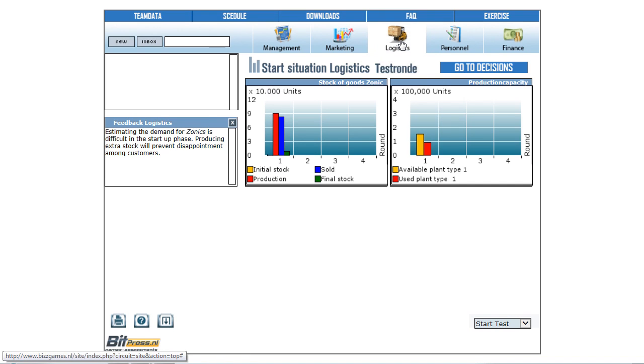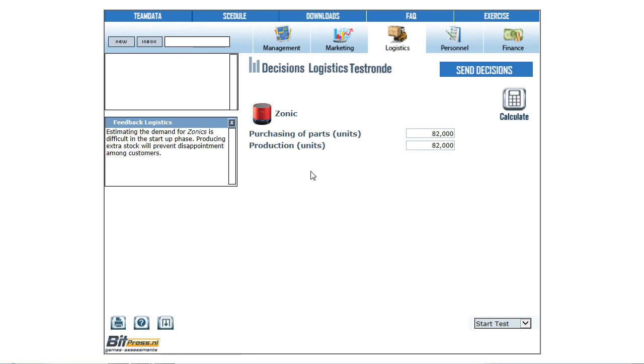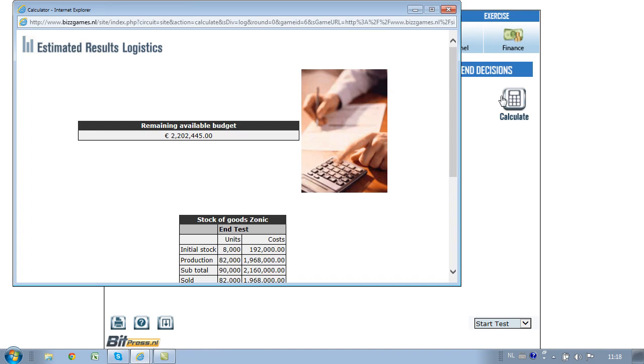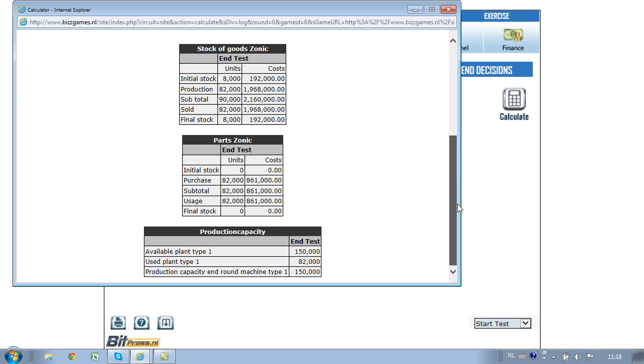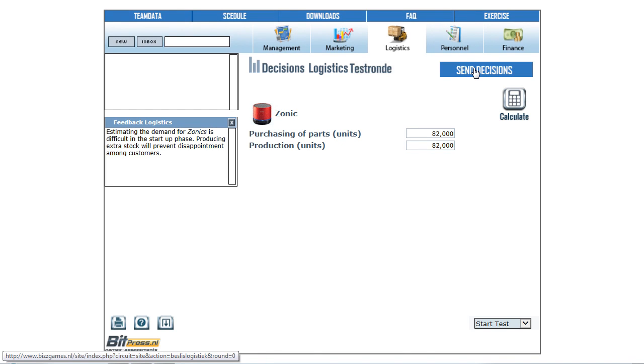Next, we go to the Department of Logistics. Here you will find information about your stock of goods and parts and your production capacity. At the decision page you can purchase the parts and produce the amount of goods that you need according to your sales estimates. The calculation module shows your remaining available budget and pre-calculation of your stocks and production capacity. It's important to keep a close eye on your production capacity, because your machines will be depreciated during the rounds. You can now send your decisions and go to Personnel.